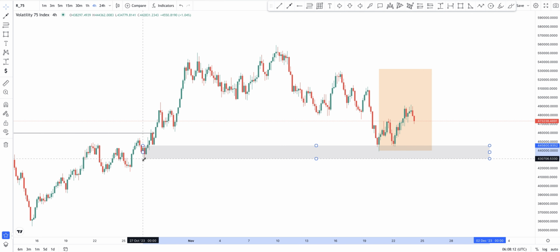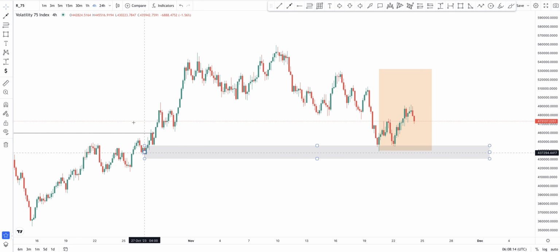Like I said earlier, because we don't have a playback on these assets, this is where price had tapped into the demand zone before I started my analysis. But what I was waiting for is to see where I can take my entry and then enter a trade.